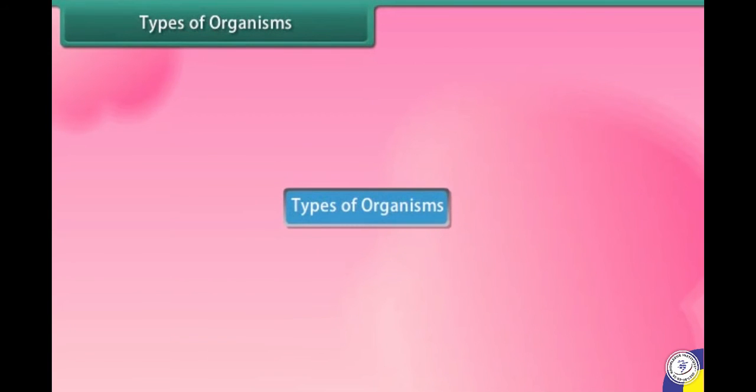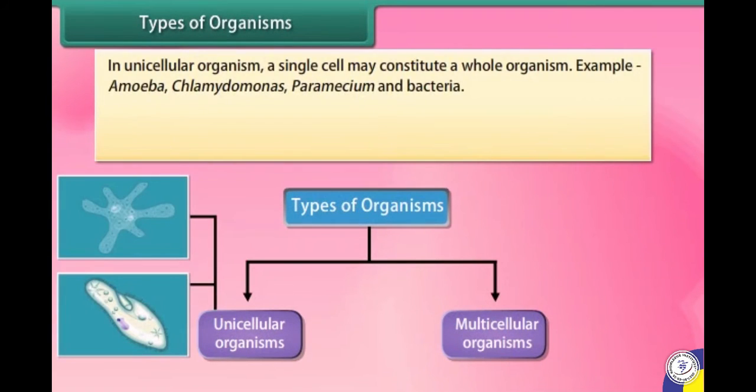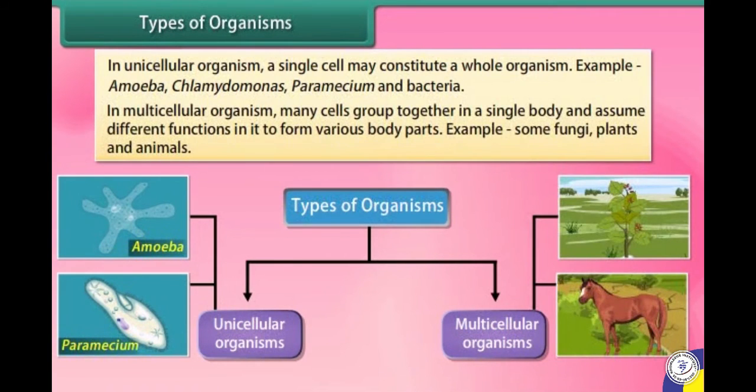Types of organisms. Unicellular organisms, multicellular organisms. In unicellular organisms, a single cell may constitute a whole organism. Example, amoeba, Chlamydomonas, paramecium, and bacteria. In multicellular organisms, many cells group together in a single body and assume different functions in it to form various body parts. Example, some fungi, plants, and animals.